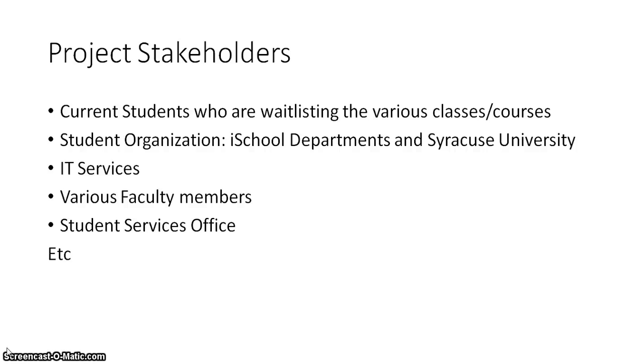The stakeholders involved in this project are currently enrolled students. Those are the major stakeholders involved in the system. The students have to waitlist their courses and classes. The other major stakeholder is the student organization, in this case, iSchool. The various iSchool departments are involved, and Syracuse University is an external stakeholder in this project. There are various other external stakeholders like the IT services office, the student services office, and many others. Various faculty members are also involved in this project, but they're not in scope right now because we didn't have any data related to the faculty members.